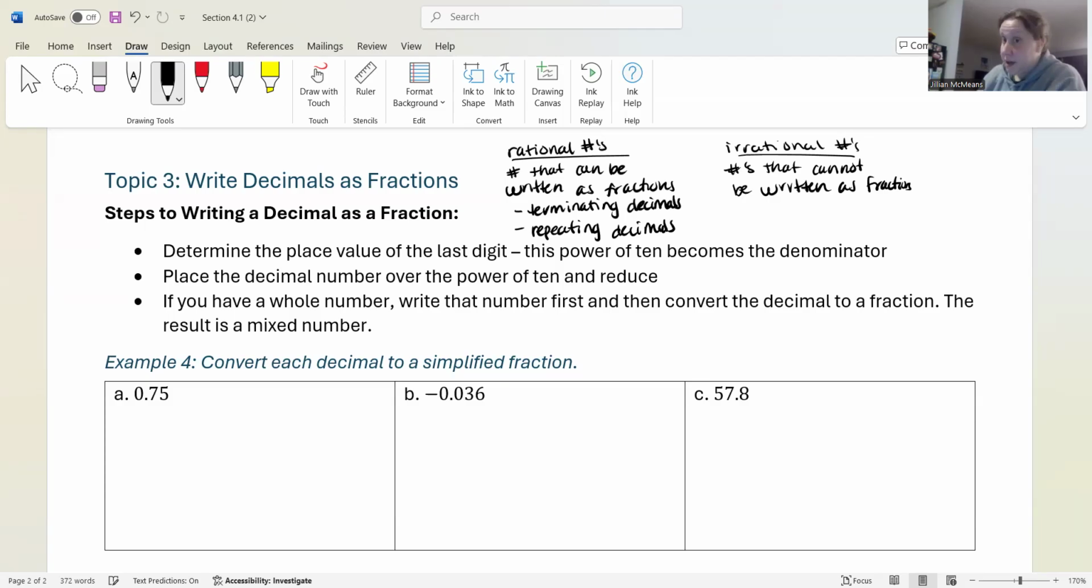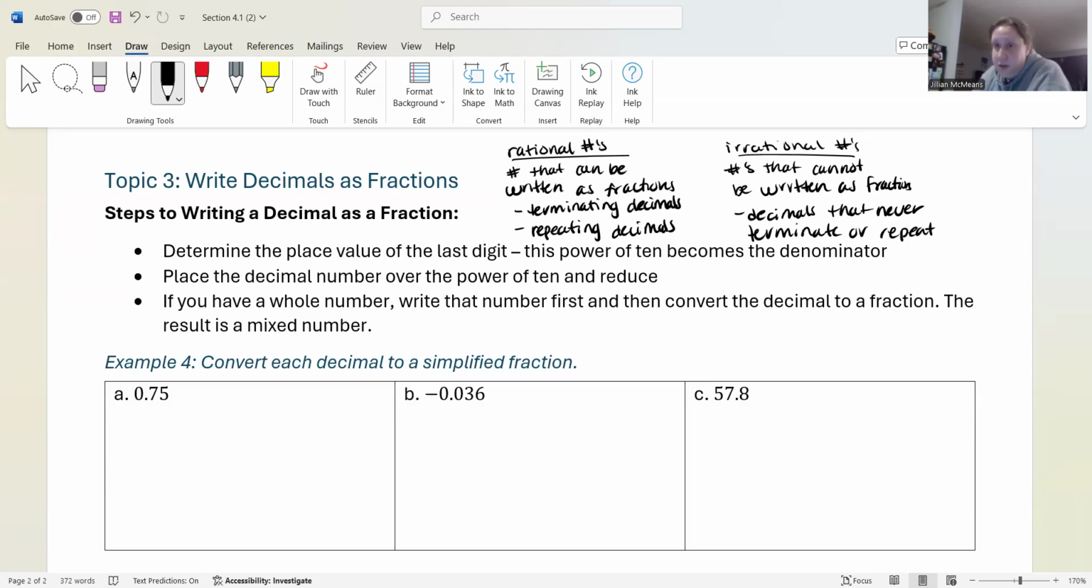Now, when it comes to those irrational decimals, these are decimals that never terminate, never repeat. Okay? So there are special numbers, irrational numbers, that are decimals, but they never terminate, they never repeat. So think like the square root of 2 or pi. Those would be irrational numbers, okay? So when it comes to writing a decimal as a fraction, we're dealing very specifically with rational numbers, okay? So these are the decimals that either terminate or repeat. So we can convert those to fractions, okay?